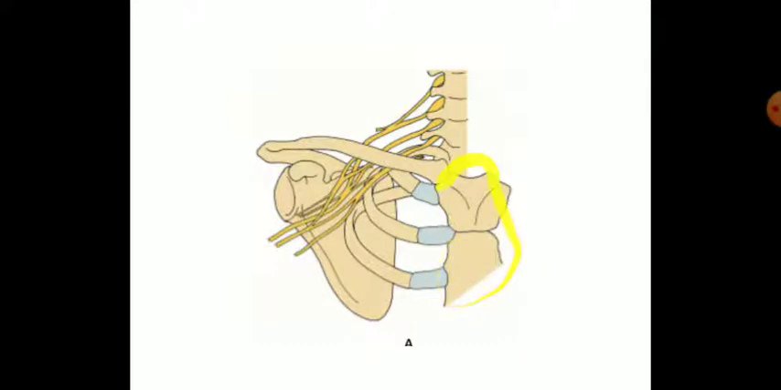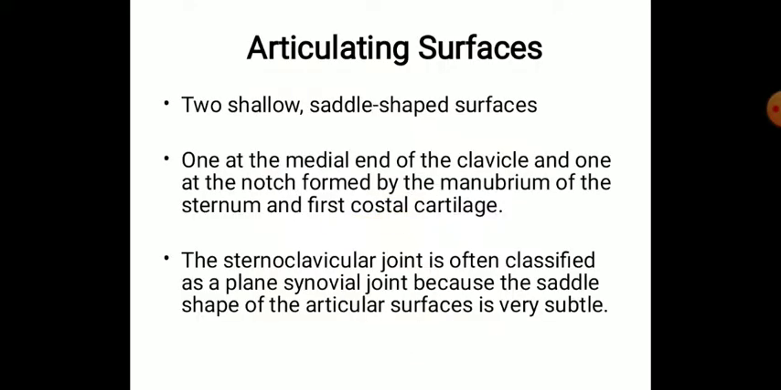So this is the sternum bone, and the head of the sternum is known as the manubrium. There are two articulating surfaces. The first one is the medial end of the clavicle. The second one is the superior notch of the manubrium and the first rib. These are the ribs, and your first rib originates just below this sternoclavicular joint. This part contributes as the proximal articulating surface of the sternoclavicular joint, and the medial side of the clavicle acts as the distal articulating surface.